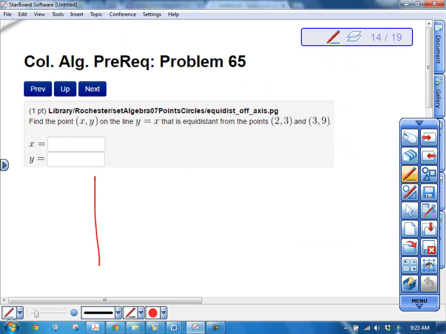This is definitely the toughest problem in the homework. It's basically saying that if you have a line, y equals x, which is this line that goes down a diagonal, you want to find some point on that line that's equal distance from the point 2, 3, which is up here, let's say, and 3, 9, which is way up here. So basically that point's going to be somewhere around here. I don't know, somewhere around there.